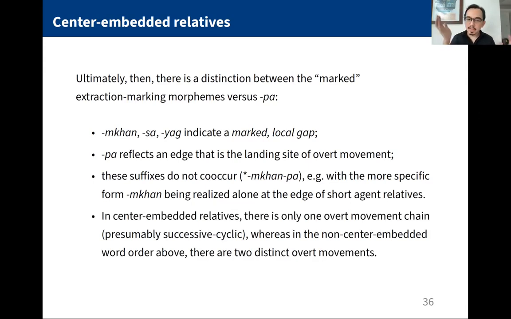So again, in these center embedded relatives, there's only one overt movement chain, and therefore we only get one pa at the end necessarily for the long distance theme relative, whereas in the non-center embedded word orders that we've seen, which we can think of as maybe a kind of clausal pied piping, in those cases there is overt movement of the embedded clause as well as overt movement of specifically the pivot, and that's why we consistently get the markers on each and every verb in those earlier word order relatives which I showed.